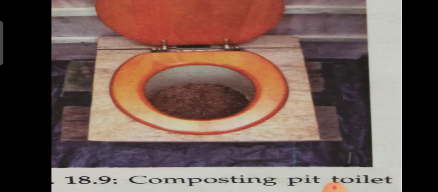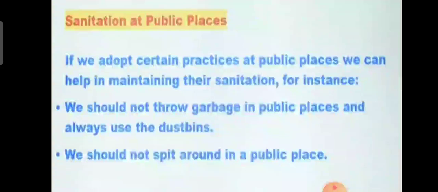But it also has a disadvantage. The disadvantage is, if composting toilets are not maintained properly, they can emit a foul smell, encourage breeding of insects, and can become a health hazard. Right?